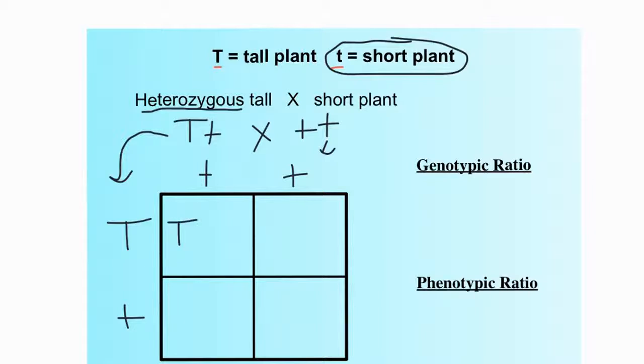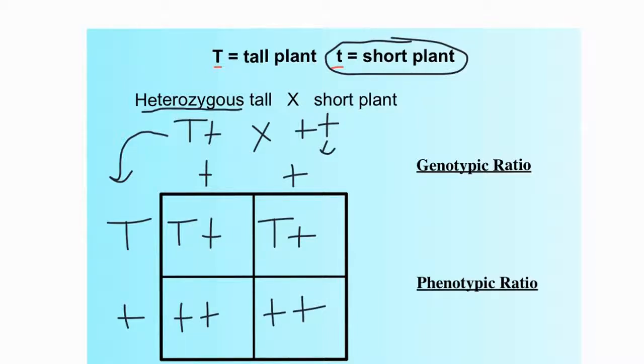Big T from the left, little t from up top. This box right here, big T from the left, little t from up top. This one down here, little t from the left, little t from up top. And the same thing with this one, little t from the left, little t from up top.